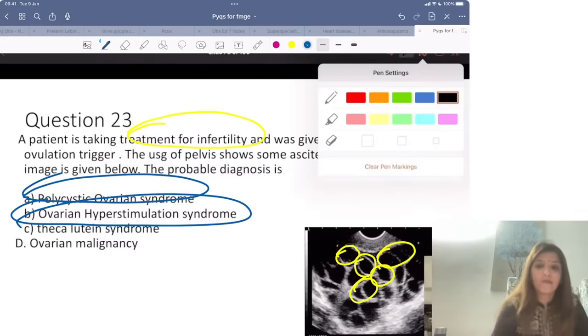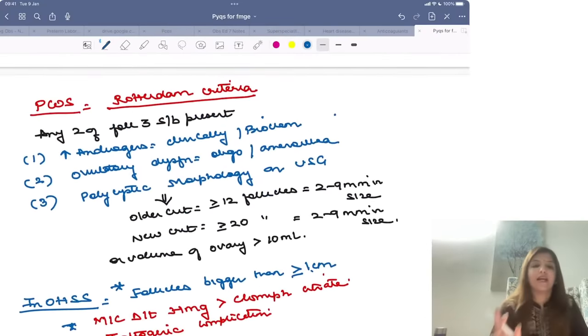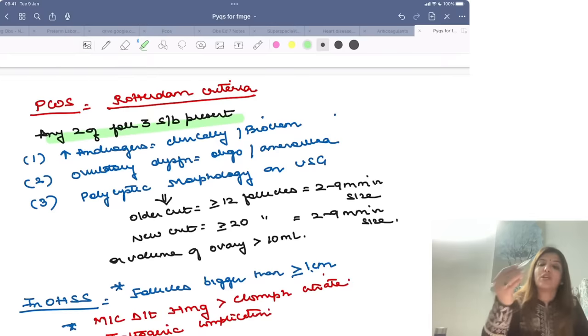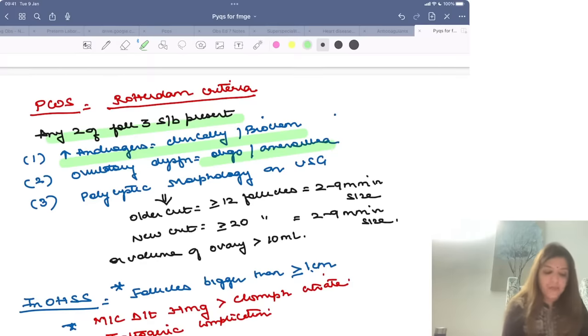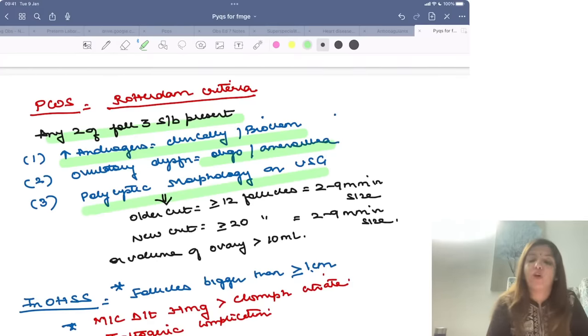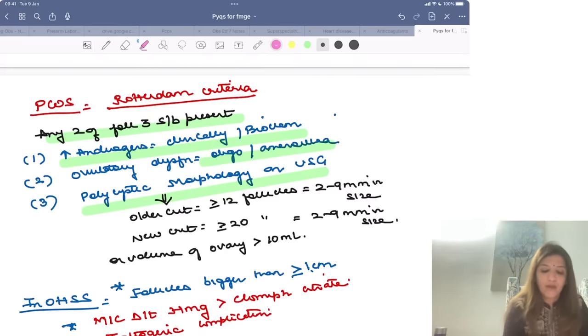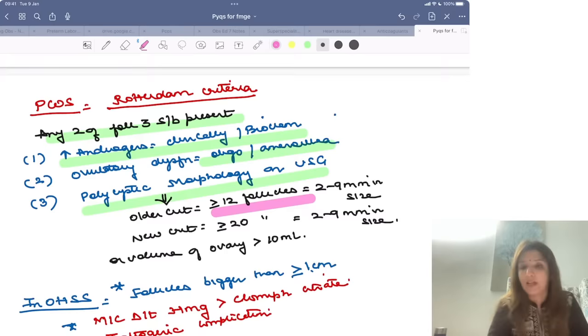Please remember, for PCOS, the diagnostic criteria is Rotterdam criteria. Rotterdam criteria says that out of the following three, any two should be present. What are the three? Number one, increased androgens clinically or biochemically. Ovulatory dysfunction, oligomenorrhea or amenorrhea. And polycystic morphology on ultrasound. Polycystic morphology on ultrasound means more than equal to 12 follicles, 2 to 9 millimeters in size.